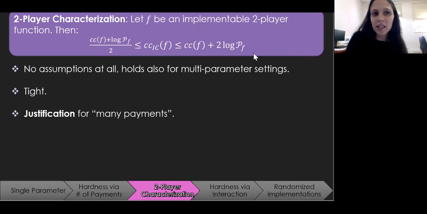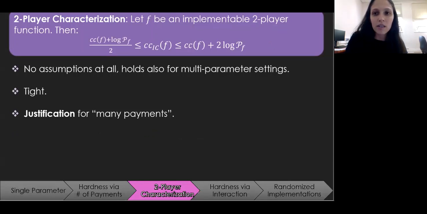Also, this characterization justifies the fact that we used many payments, because in two-player functions, the only way to get a large gap between this term and this term is to have the number of payments be doubly exponential in the communication complexity of the function.